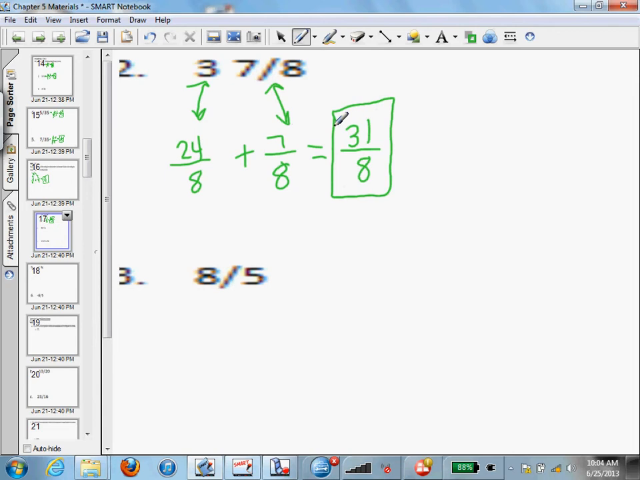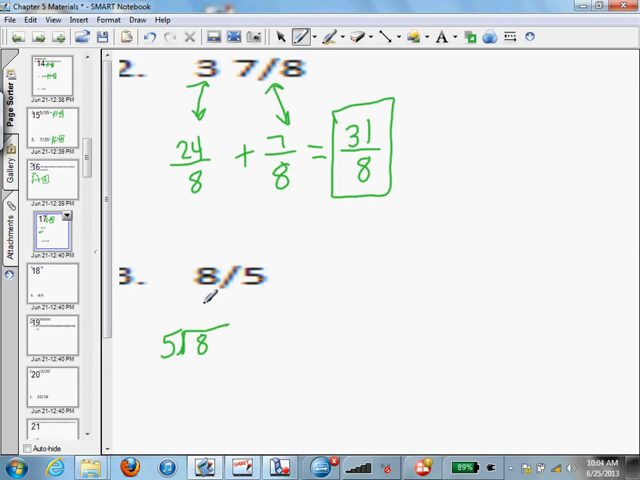Okay, and with number 3, you're given an improper fraction, and they say, give me a mixed number. That means we want a fraction where there's a whole number and an attached fraction. So what can we do? The best method is to take the denominator and do long division into the numerator. So we're taking the 5 that was on the bottom and making it outside of the division symbol.